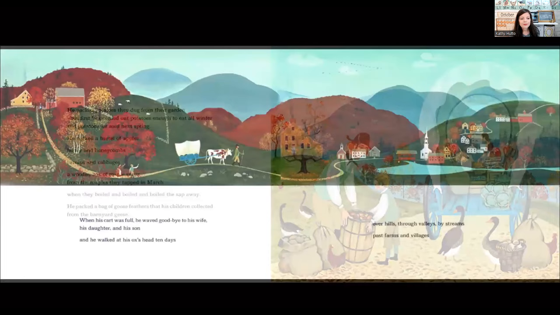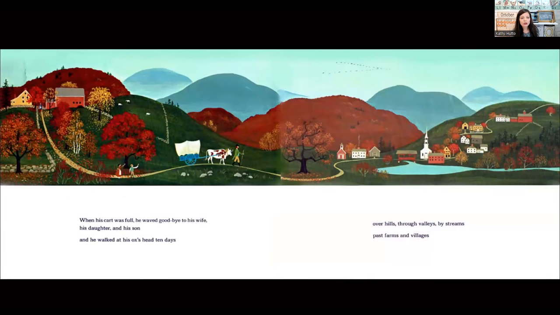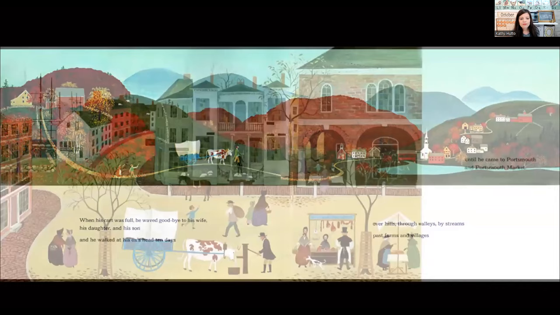When his cart was full, he waved goodbye to his wife, his daughter, and his son. And he walked at his ox's head for 10 days, over hills, through valleys, by streams, past farms and villages, until he came to Portsmouth and Portsmouth Market.